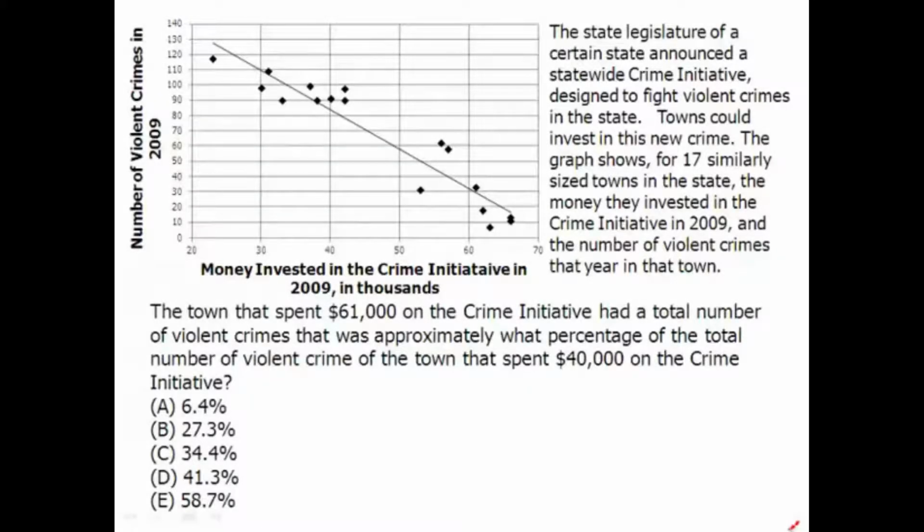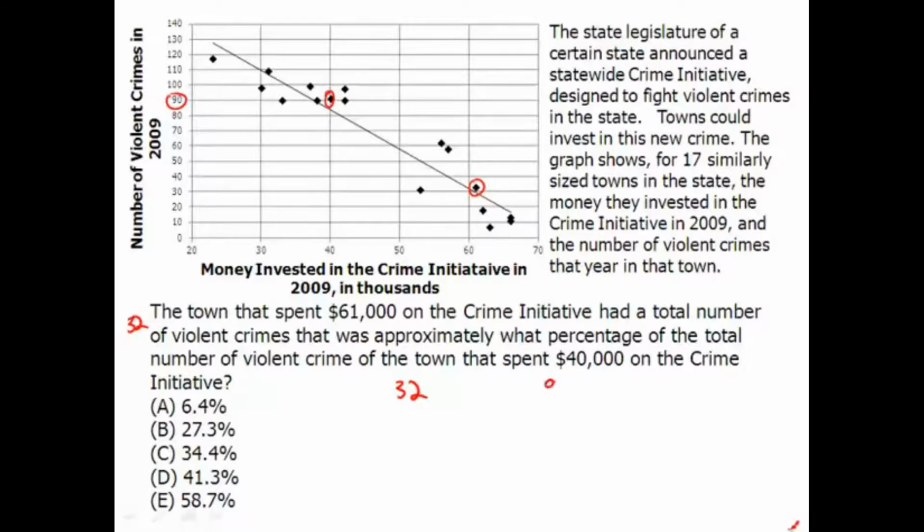The town that spent $61,000 on the crime initiative, let's stop and find that town, that would be this town right here, had a total number of violent crimes, so that looks up here about 32 violent crimes. That was approximately what percent of the total number of violent crimes of the town that spent $40,000? So that's this town, which had around 90 violent crimes.